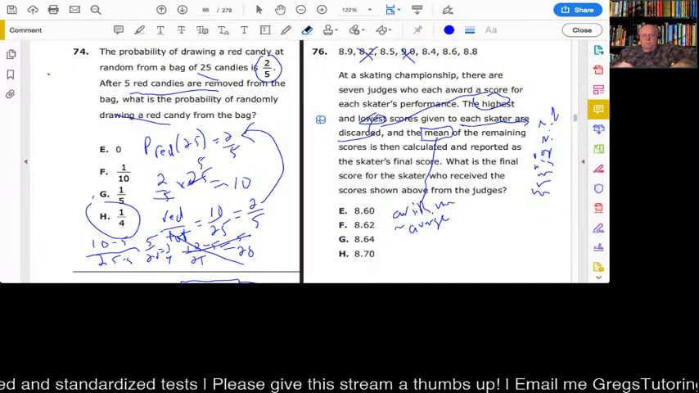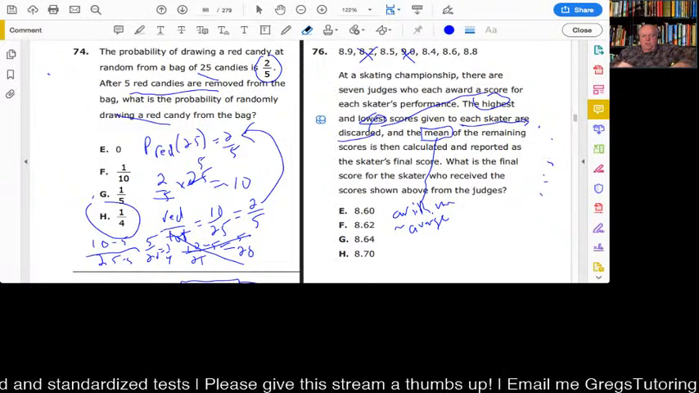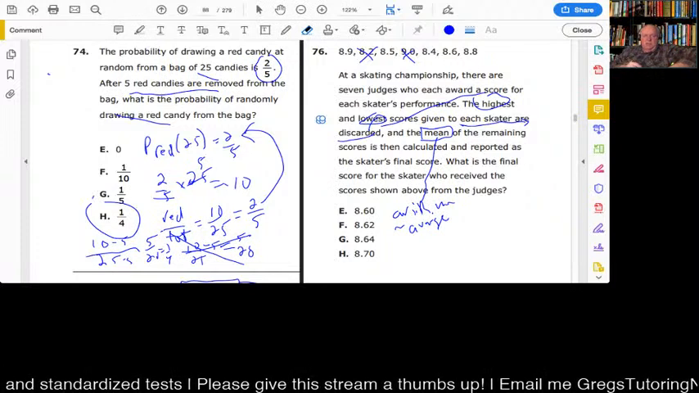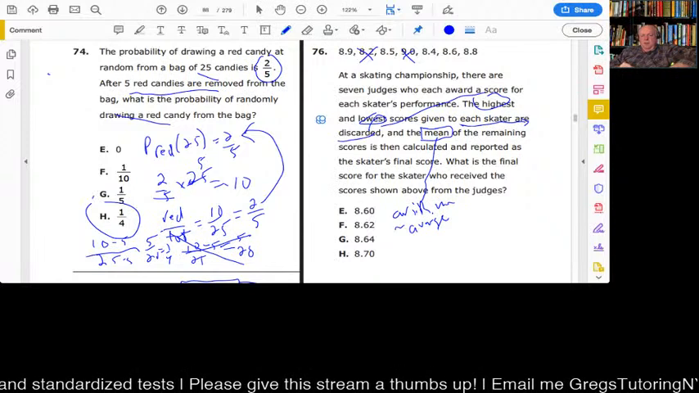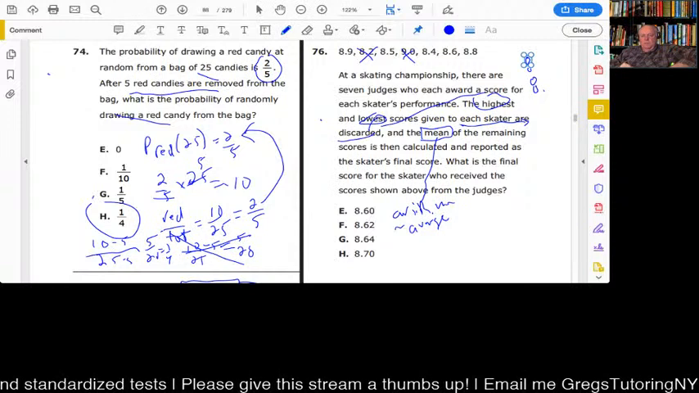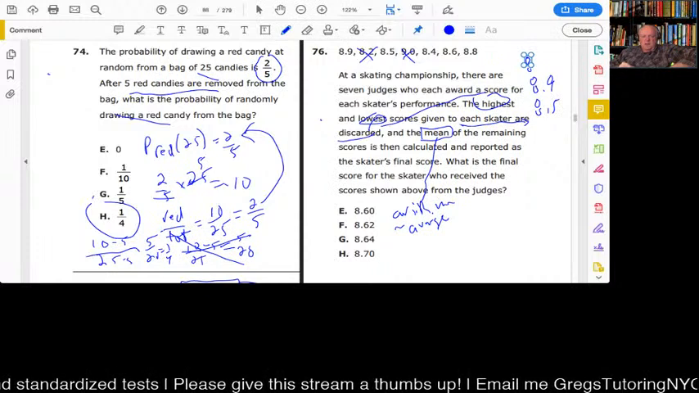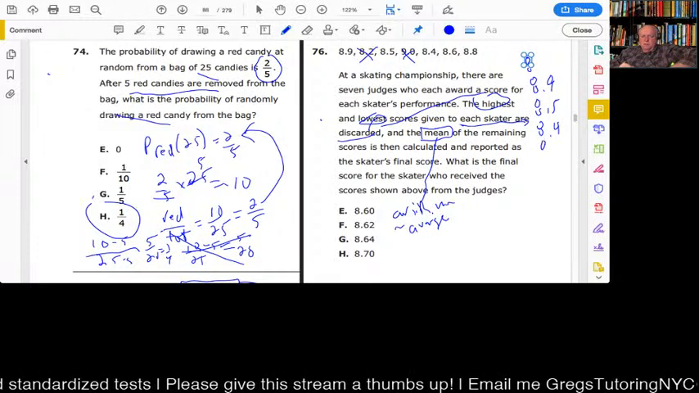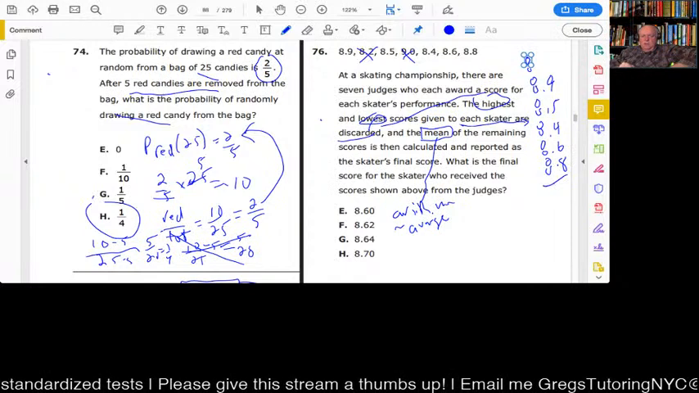This is just strictly an average problem. I've said often that the SHSAT normally doesn't use nasty numbers. This is one of those cases where it is using nasty numbers. So we're going to have to add up 8.9, 8.5, 8.4, 8.6, and 8.8. And that's what we have.